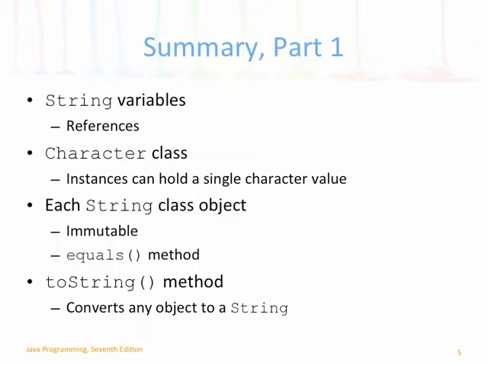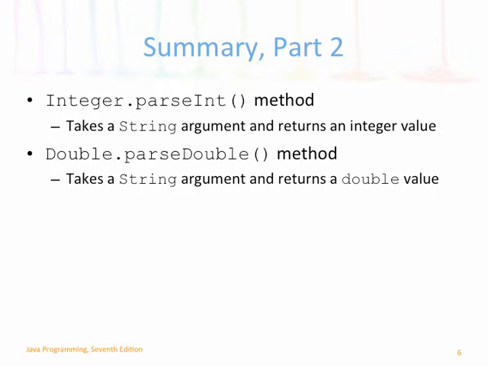So to summarize, string variables are reference variables. The Character class is a wrapper class that can hold a single character value. char is a corresponding primitive data type for the Character class. Each String class object is immutable. It contains the equals method and some other methods that we looked at, but one of the most important is the equals method. The toString method can convert any object to a string. Integer.parseInt is very handy for taking a string argument and converting it to an integer, and Double.parseDouble does the same thing, but for floating point numbers.